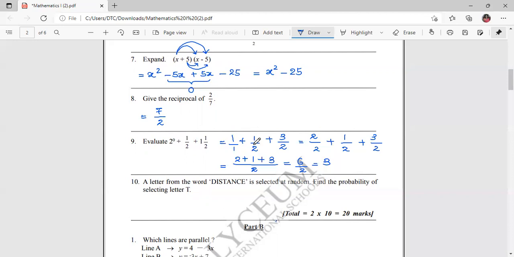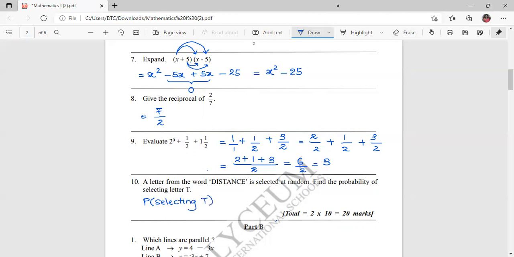This is how you count: 1, 2, 3, 4, 5, 6, 7, 8, right? So you have 8 letters. Out of 8 letters, how many T letters can you find? Only one T, right? So then you write the probability of selecting T is 1 over 8. You have 8 letters, out of which you have only 1 T letter. So selecting T, the probability is 1 over 8.